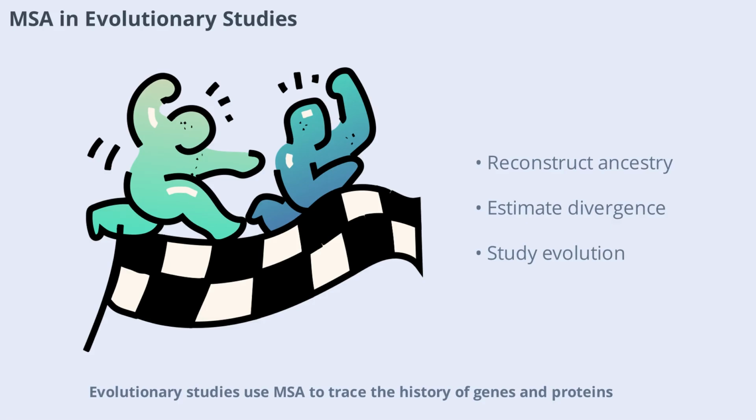Evolutionary studies use MSA to trace the history of genes and proteins. By comparing sequences from different organisms, researchers can reconstruct ancestral sequences, estimate divergence times, and study the mechanisms of evolution. MSA provides the data needed to build evolutionary trees and to test hypotheses about how life has evolved over time.